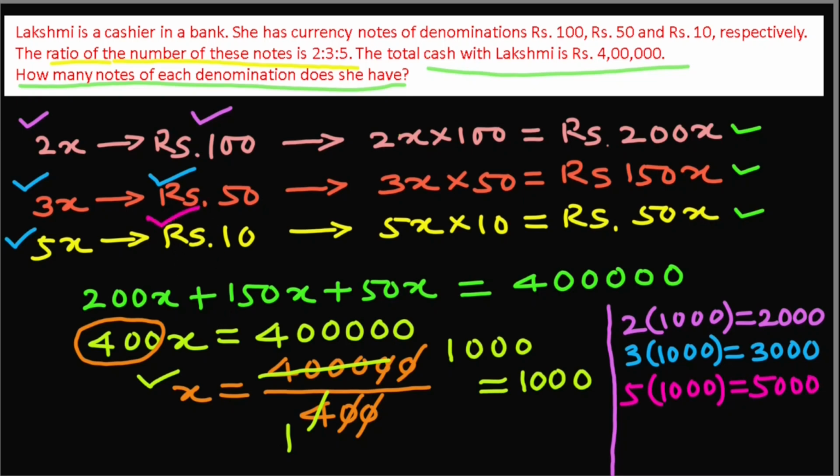So that's our answer. Lakshmi has 2000 number of notes of rupees 100 denomination, 3000 number of notes of 50 denomination, and 5000 number of notes of rupees 10 denomination.